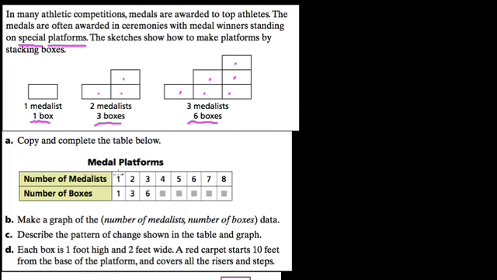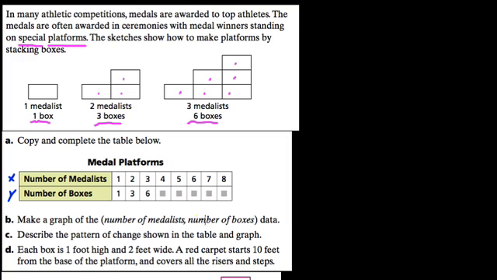Now the table, if you look at the independent variable, that's the number of medalists. We'll set that as x. And then the number of boxes needed is based on the number of medalists. So we know, and this is exactly what they show us up here, if there's one medalist, you need one box. If there's two medalists, you need two boxes. If there are 3 medalists, you need 3. And what would you need for 4 medalists?